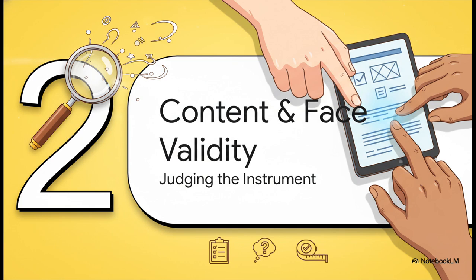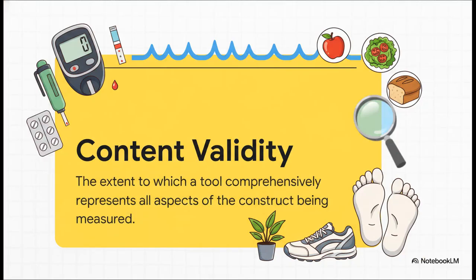So let's look at our first 2 types. These are all about judging an instrument based on what it contains and, well, how it looks on the surface. With content validity, the magic word is comprehensiveness. It asks, does this tool cover all the necessary bases? You know, if you're creating a test about diabetes management, you can't just ask about diet and call it a day. To have strong content validity, you would need questions on medication, blood sugar monitoring, exercise, foot care, the whole shebang.